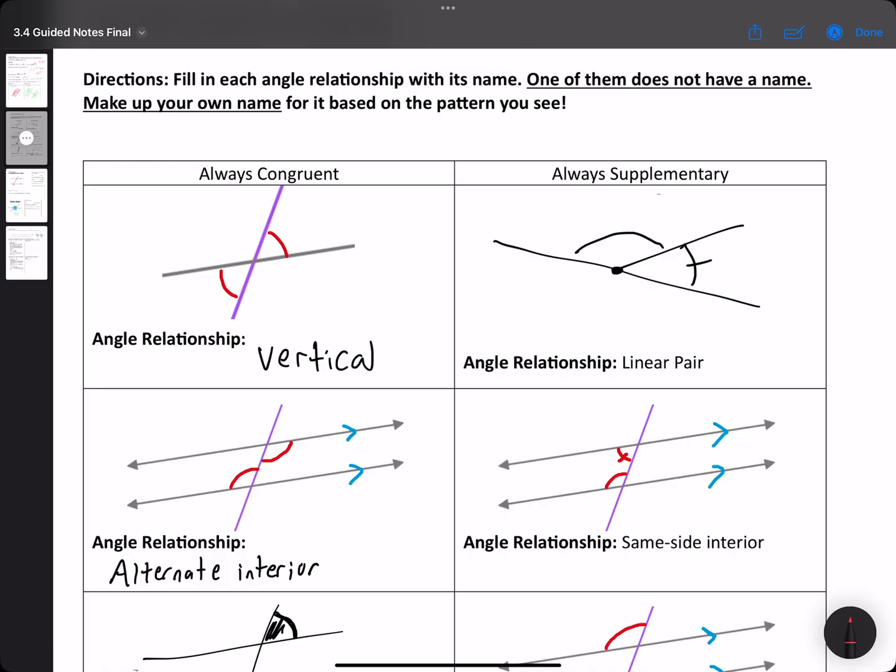So remember, congruent means to be the same. Means if I can rigid motion one onto the other. These ones on the left here are always congruent, and these ones on the right are always supplementary, meaning they add up to 180 degrees. So when I add them up, I'll get 180 degrees.